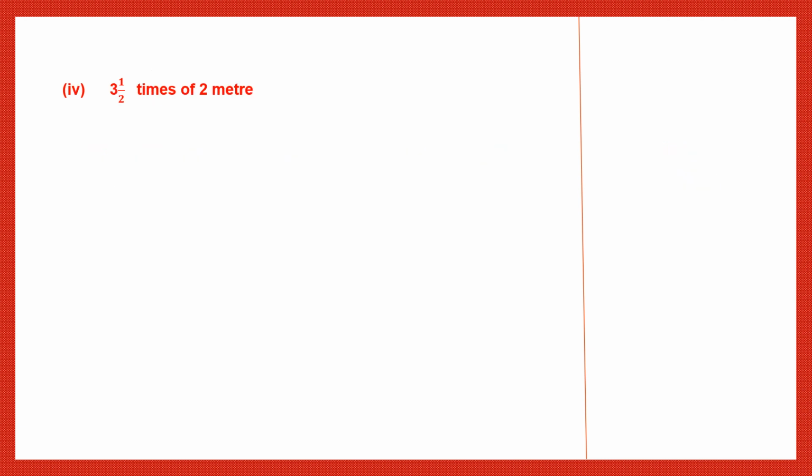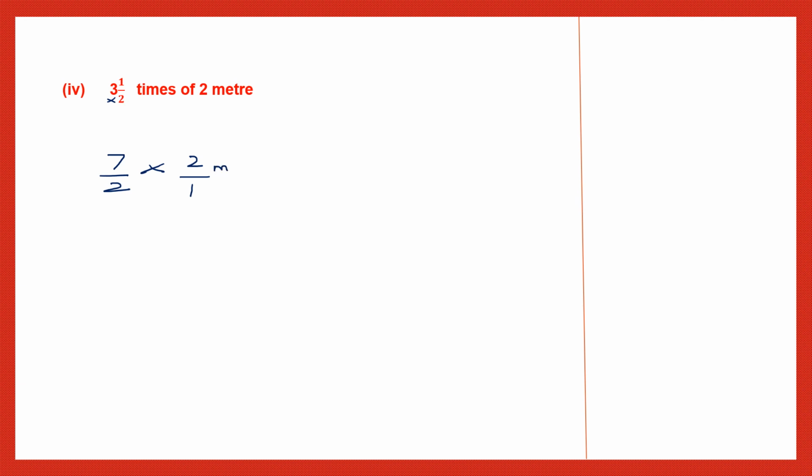Question 4. 3 1/2 times of 2 meters. That means 3.5 times of 2 meters. So let's convert this 3 1/2. 2 threes are 6 plus 1 is 7. So 7/2 times of, that means into 2 meters. So we can leave it as 2 itself, 2 meters. The denominator is 1, so this is 2/1 meters.